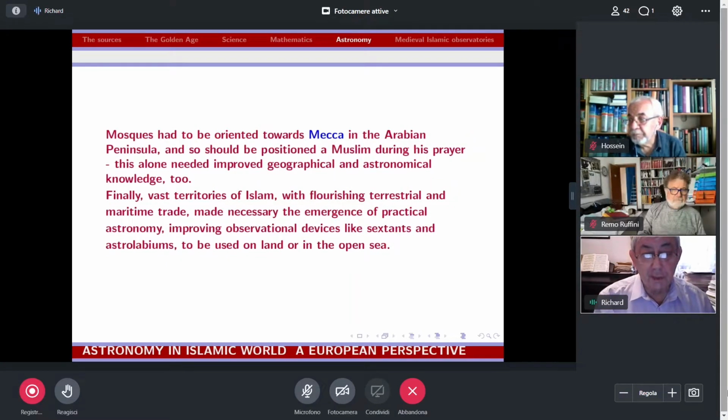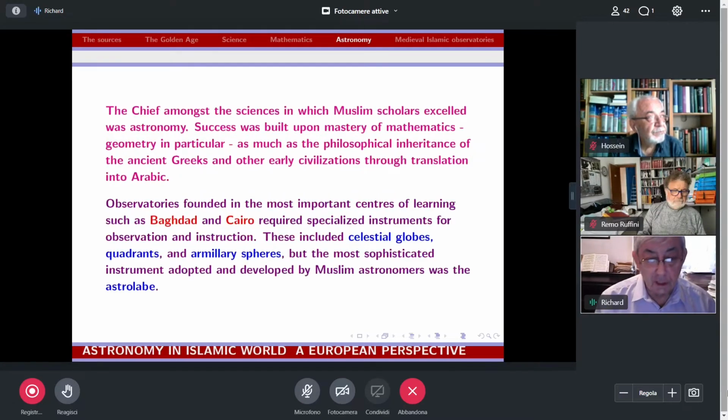Mosques had to be oriented towards Mecca in the Arabian Peninsula, and so should be positioned the Muslim during his prayer. This alone needed improved geographical and astronomical knowledge. And finally, vast territories of Islam with flourishing terrestrial and maritime trade made necessary the emergence of practical astronomy, improving observational devices like sextants, astrolabiums, to be used on land or in the open sea. And of course, the main centers were Baghdad, Cairo, and also Toledo and Damascus.